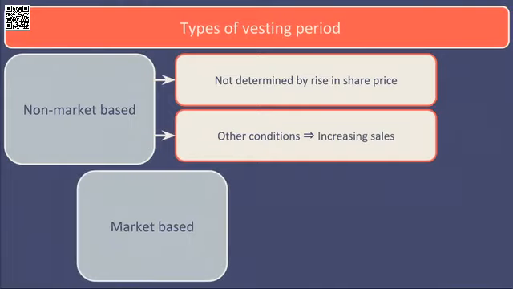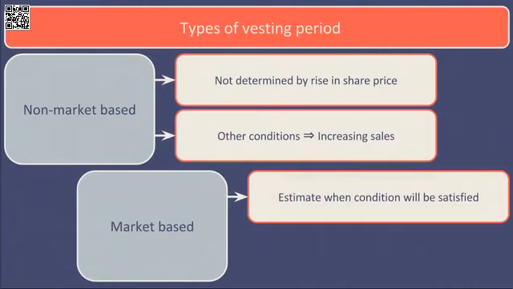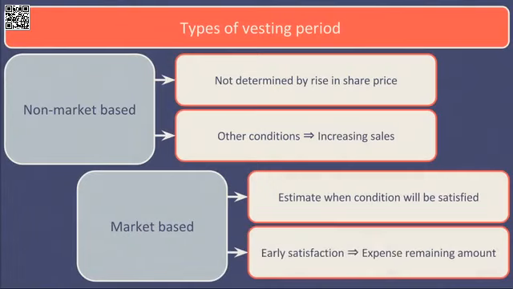The second type of vesting period is market-based. When we have a market-based vesting period, we must estimate when the condition will be satisfied. If the condition is satisfied in shorter time than the estimated time, we must expense the remainder of the amounts in the year that it was satisfied. Now, I am sure you are familiar with deadlines being missed. And what do we do if the condition is not satisfied in the vesting period, but will take longer? We expense the amount still using the original vesting period time.